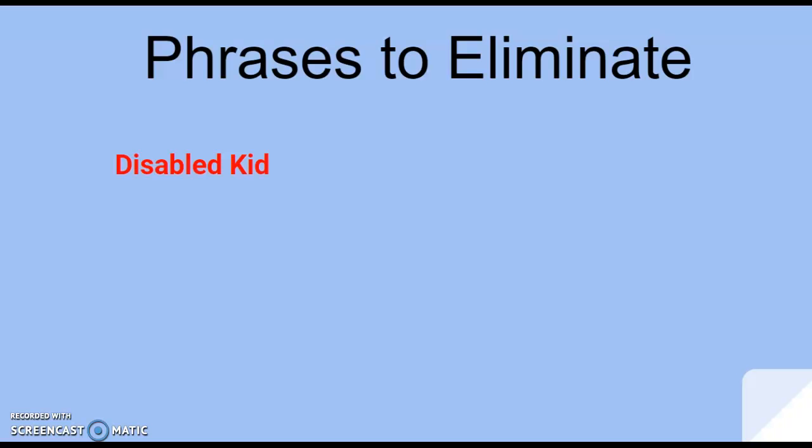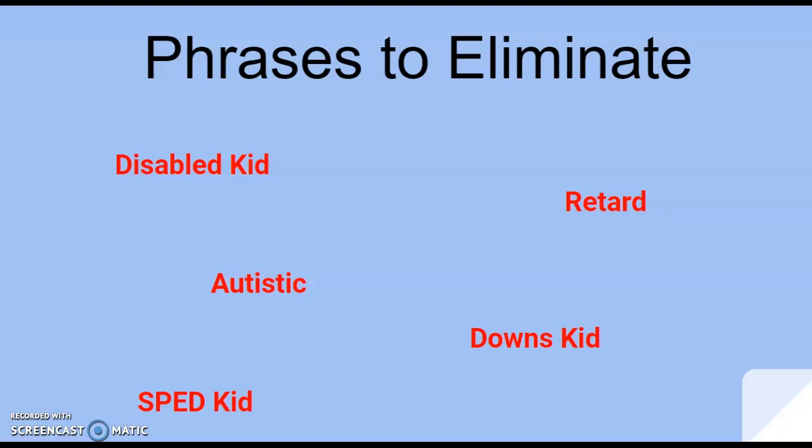Phrases to eliminate, so things that I've noticed at my past school that I'm coming from would be things like a disabled kid, retard is certainly a bad one, autistic, a Downs kid, or a SPED kid is kind of a common phrase that was used. So what can we use as appropriate language instead of these terms?